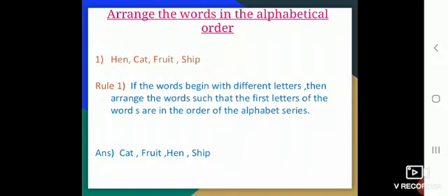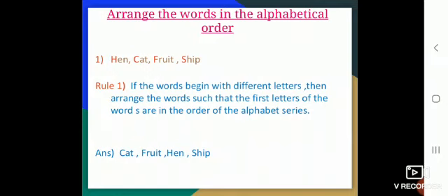Here we have first letters H, C, F, S. Now among these 4 letters, which of them comes first in alphabetical order, or the series A, B, C, D? So C comes first, right? C comes first. Second letter we have F, then comes H, and the last one is S, according to the alphabetical series A to Z we are considering now.